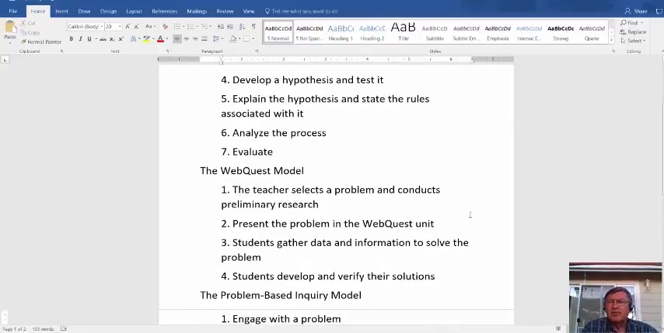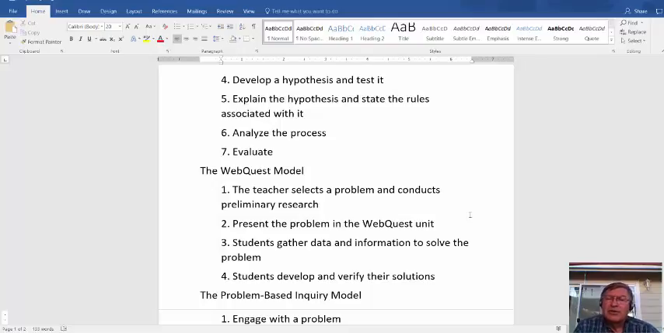The WebQuest model. When I taught the minor in educational technology in the master's program, I was the only full-time professor to start out with teaching that, and there was another professor who came on, and some others who worked part-time, but I did the course where students had to come up with a web quest. So I'm familiar with the web quest and them making a web quest and analyzing web quests.